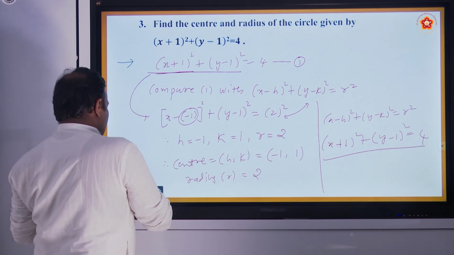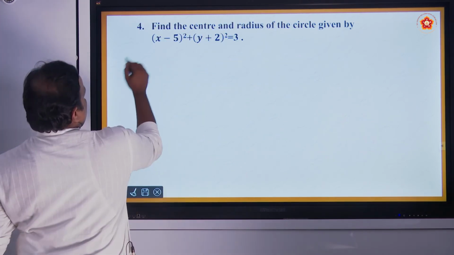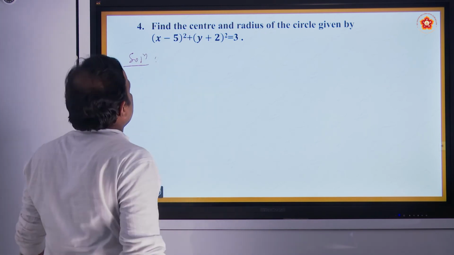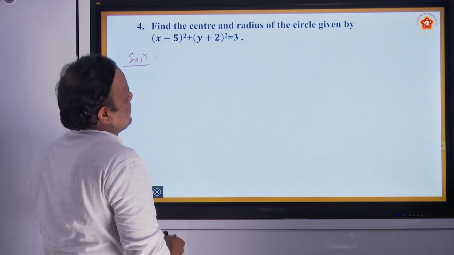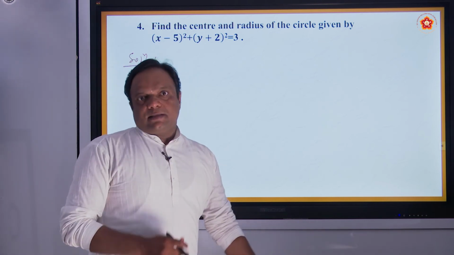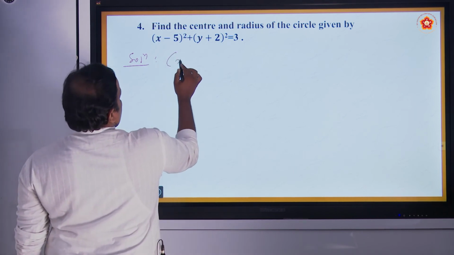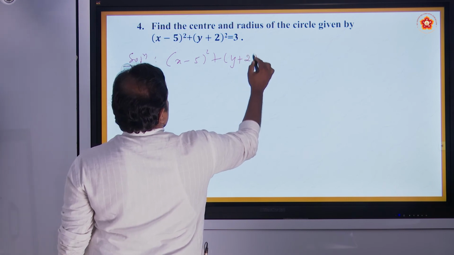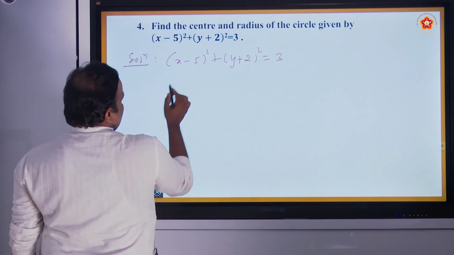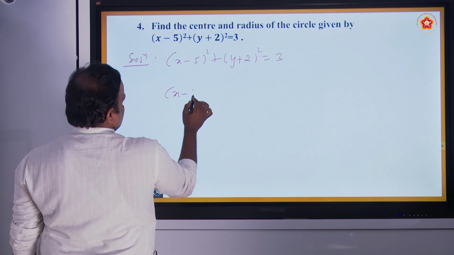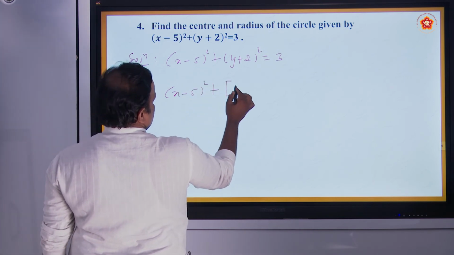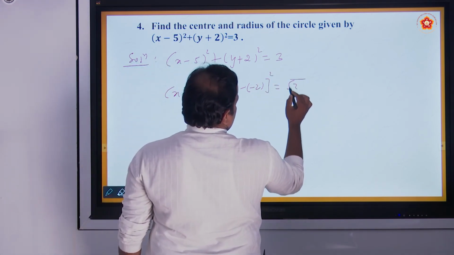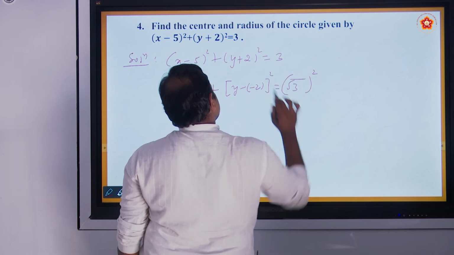Next is the second problem. This is the fourth one, the second problem of this type. Find the center and radius of the circle given by this. You know the previous example, and this is also the same. The circle equation is x minus 5 whole square plus y plus 2 whole square is equal to 3. So I can write this equation like this: x minus 5 whole square plus y minus of minus 2 whole square equal to root 3 whole square, which is nothing but 3.